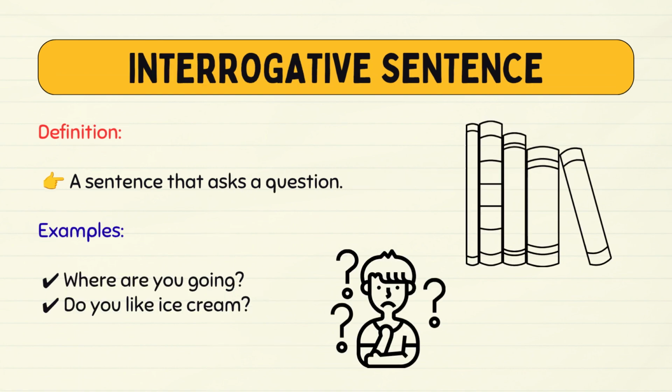Interrogative sentence. An interrogative sentence is used to ask a question. For example, where are you going? Do you like ice cream? Or are you understanding the concept? These sentences always end with a question mark.